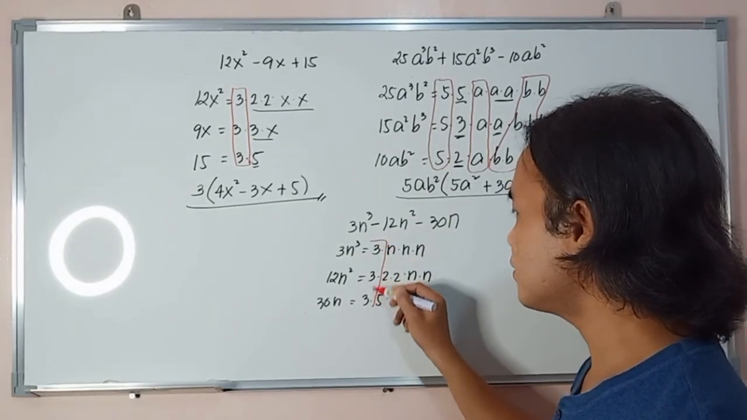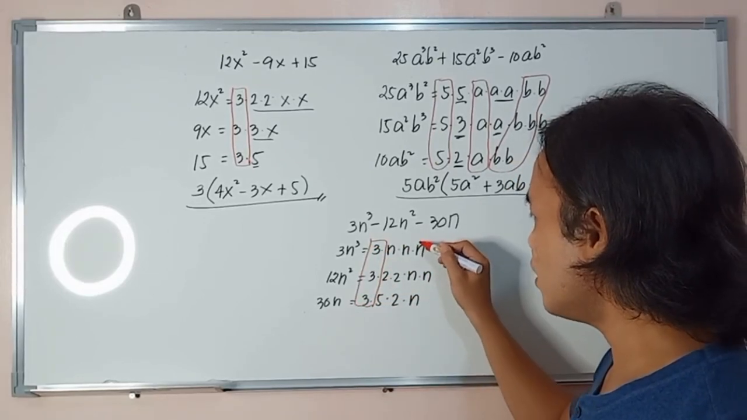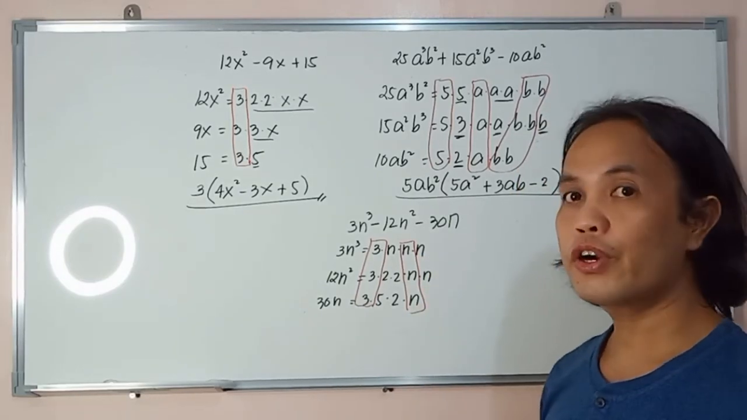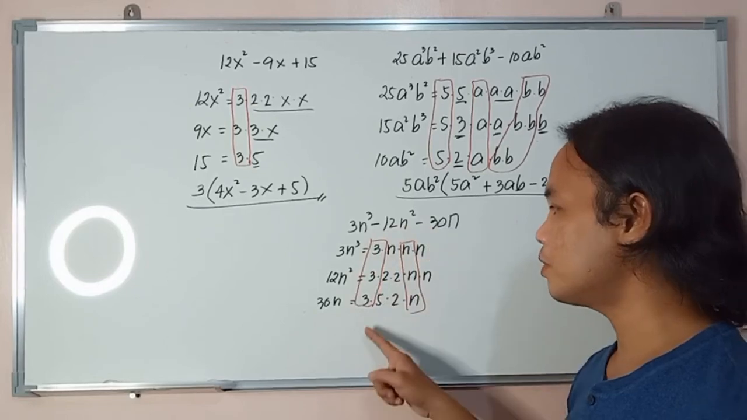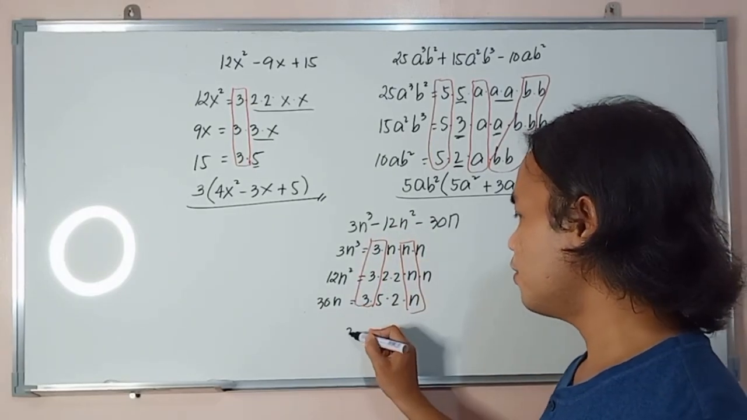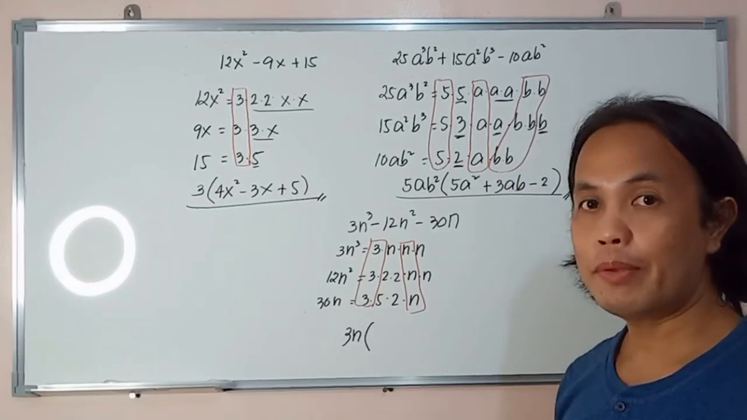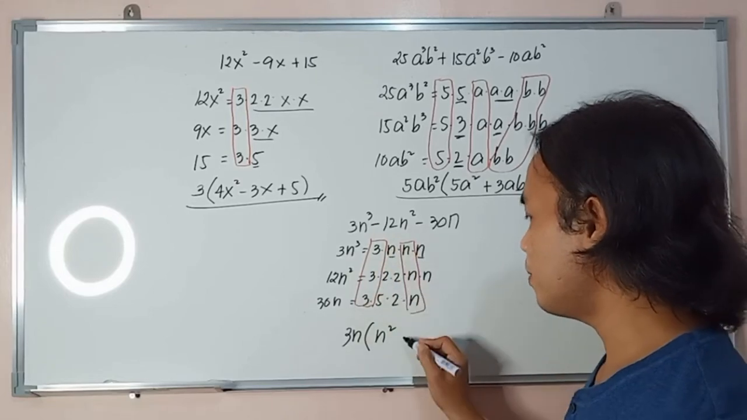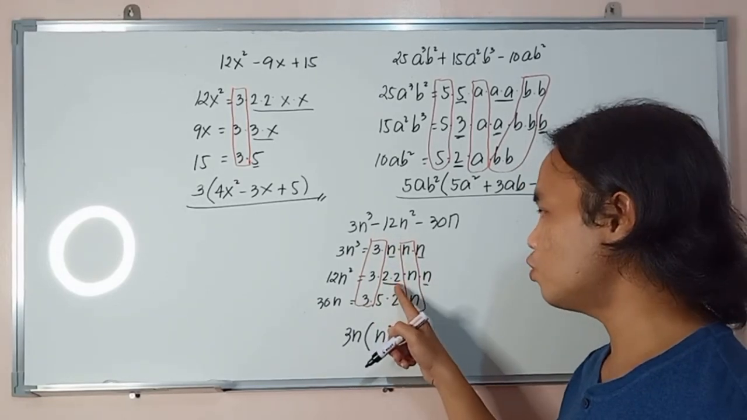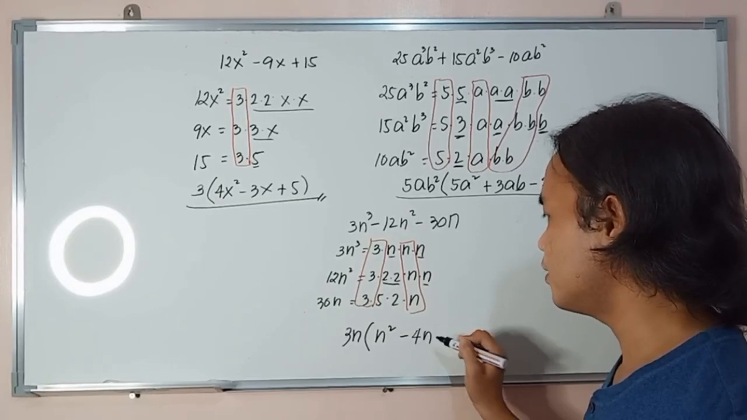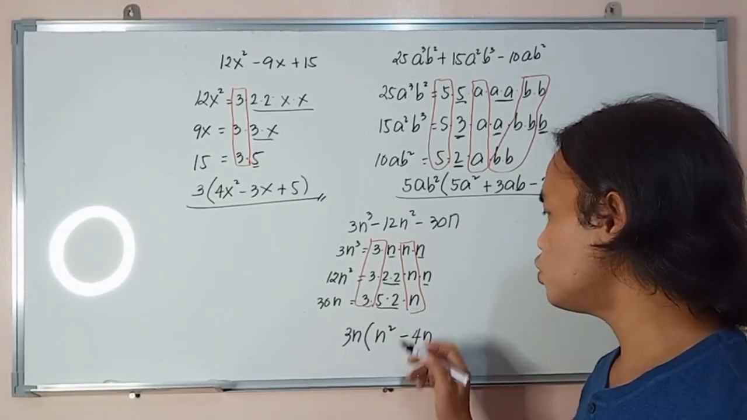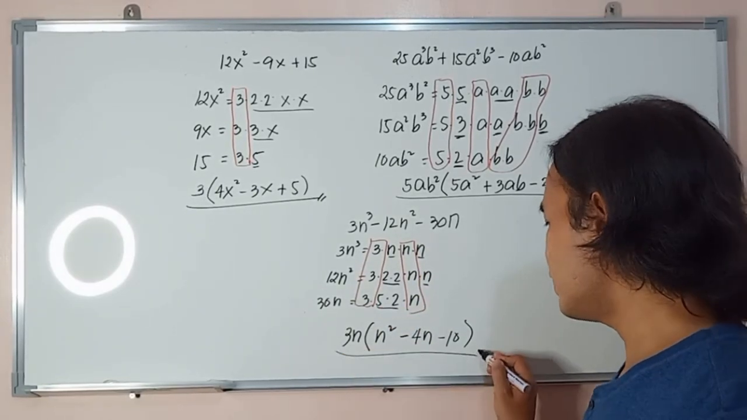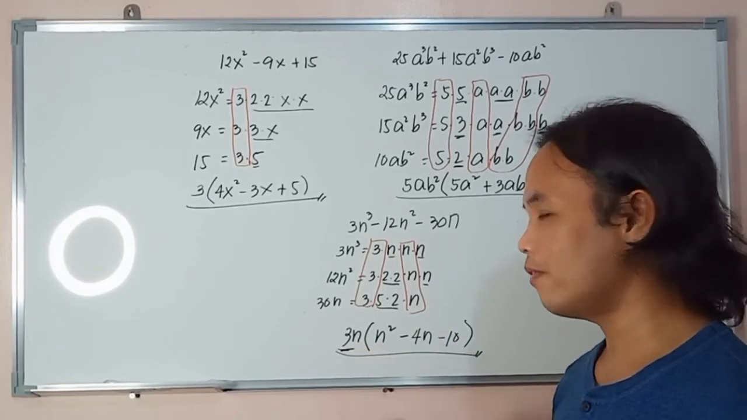So let's identify the GCF or the greatest common factor. So we have here 3 and we also have the n. So therefore, our common monomial factor in each of these three terms is 3n. So we write 3n times. The remaining factor for the first term we have n and n, so that is n squared. We copy minus. So the second term we have 2 times 2, which is 4, and n, so that is 4n. Last term we have 5 times 2, so we copy minus. 5 times 2 is 10. So these are the factors for this trinomial with a common monomial factor 3n.